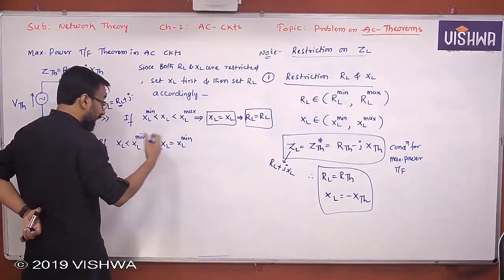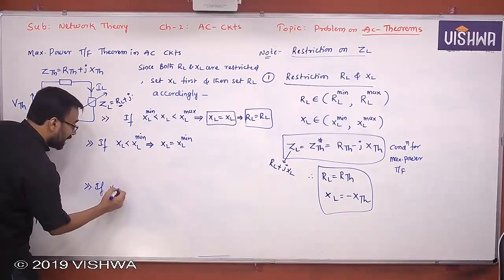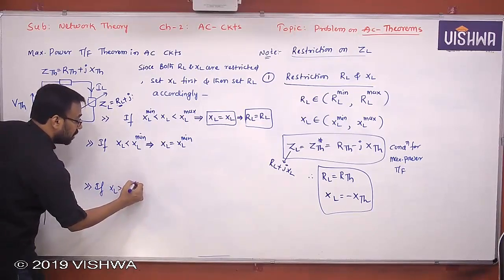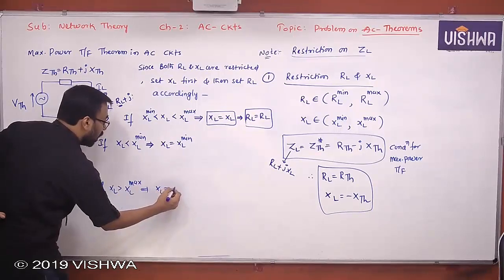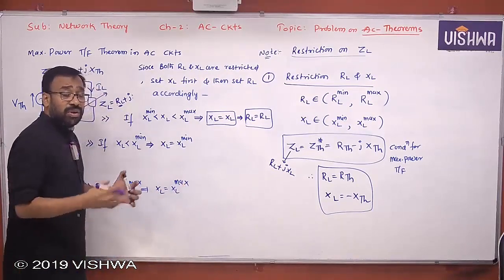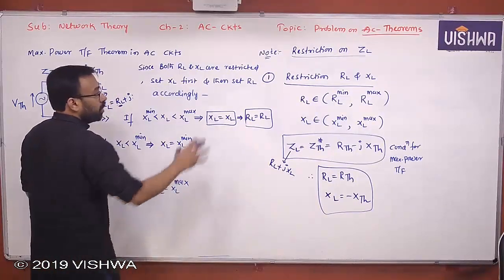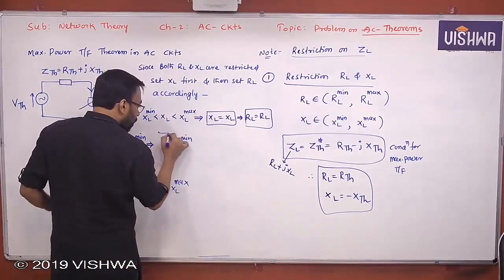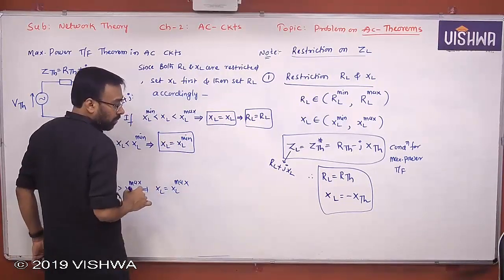When XL is greater than XL max, better you enforce that XL to XL max. This is the standard procedure in your entire engineering whenever you want to impose limits on a particular variable. So this is how you are going to restrict. So what will happen here? When XL is XL min, understand?